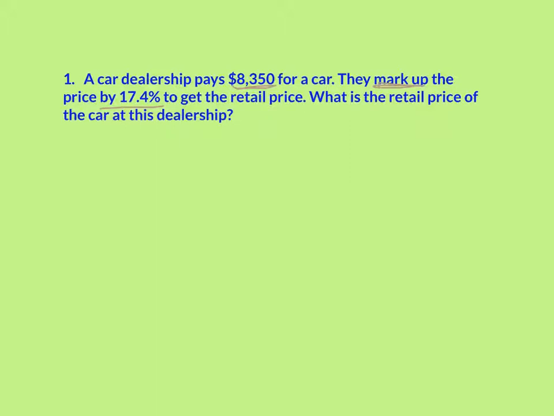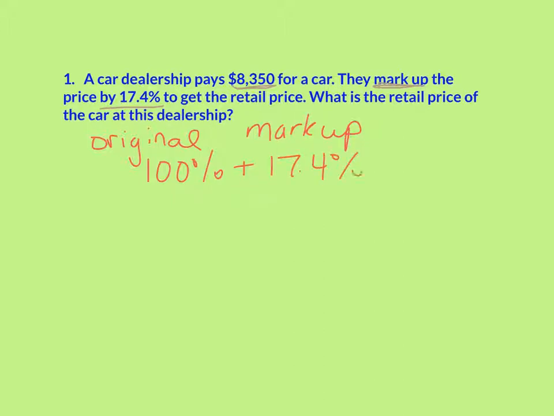So the first thing we need to do is we know that this is a markup from the original. So therefore, our original, we know, is always the 100%. And we know it's going to be marked up by 17.4%. So that means the new total, or the retail price in this case, is going to be 117.4% of the original.